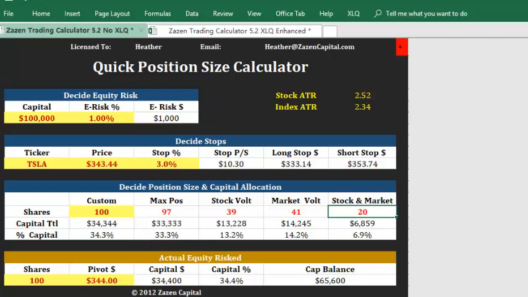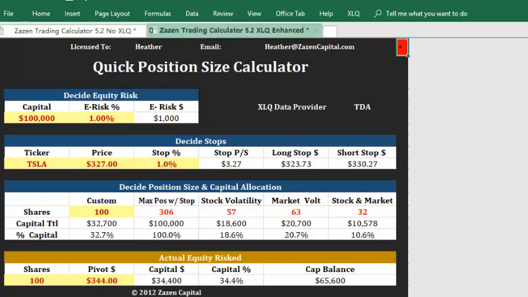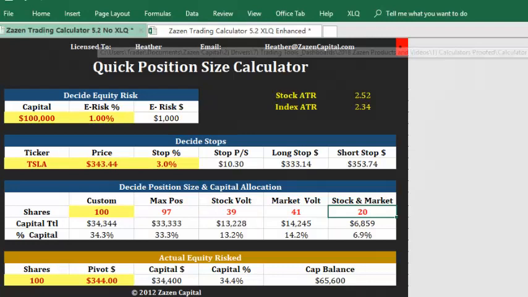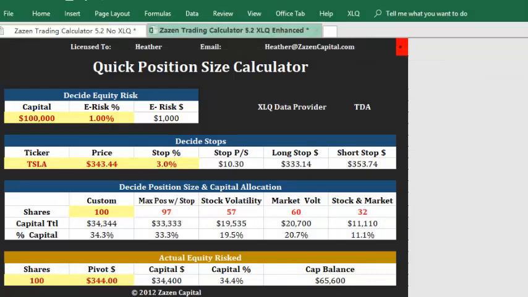In the XLQ Enhanced version, it automatically calculates all the volatility based on historic volatility. You can see that in the XLQ Enhanced version, the shares are slightly different. That's because it uses historic volatility to calculate the number of shares for the stock volatility, the market volatility, and both, whereas the non-enhanced version uses ATRs.